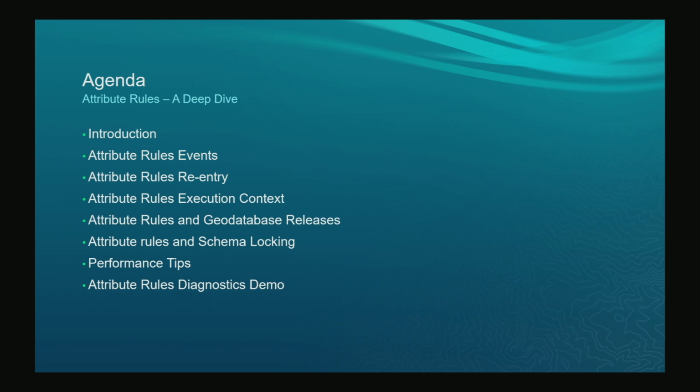Execution context, where attribute rules execute. We'll talk about the geodatabase releases and attribute rules, the evolution of attribute rules, especially if you have multiple versions of Enterprise and Pro, how does that play with Field Maps? We'll talk about schema locking and attribute rules, and finally we'll do some performance tips, and Ling is going to show us a demo of how to identify slowly running attribute rules in your production.